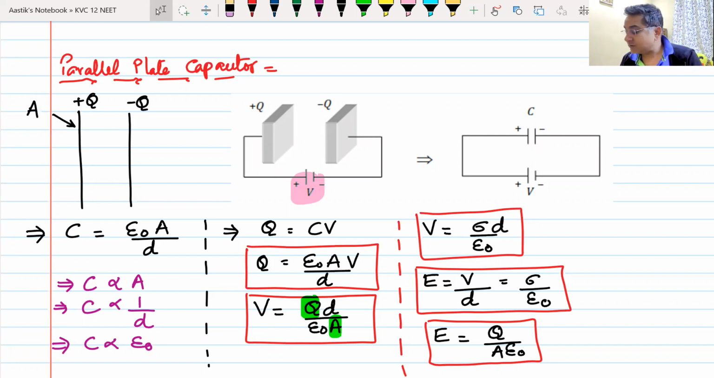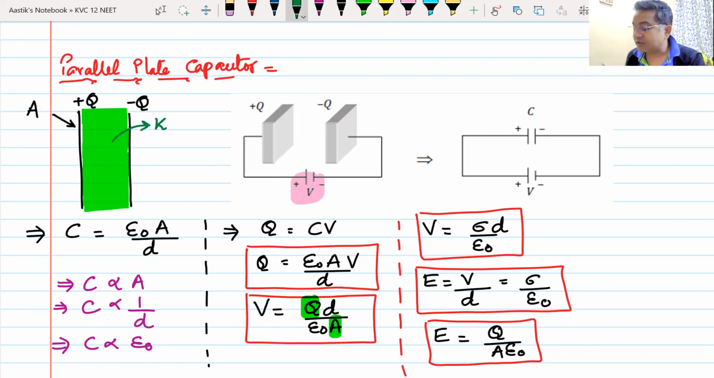Now, if I fill the space between this capacitor with some other medium, so this green thing is that medium. What I have done here is I have filled the capacitor completely with a medium whose dielectric constant is K. Do you understand dielectric constant? We have gone through this dielectric constant before also, yes or no? So now I have filled this completely with a medium of dielectric constant K.